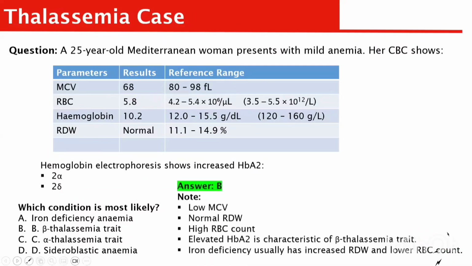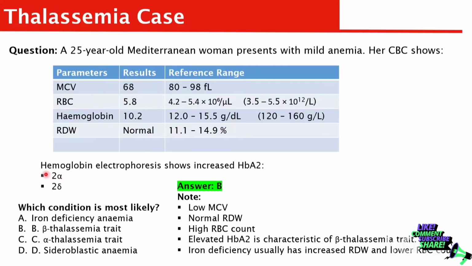So now if you look at this, this is why I made this comment. Remember that the question didn't give the reference ranges. They just say a 25-year-old Mediterranean woman presented with mild anemia, her CBC results showed MCV 68, RBC, and all of that. They didn't give the reference ranges, but I gave them to bring it to a better context. From the reference ranges, we know that the hemoglobin is low, MCV is low, but RBC is increased, and RDW is normal.